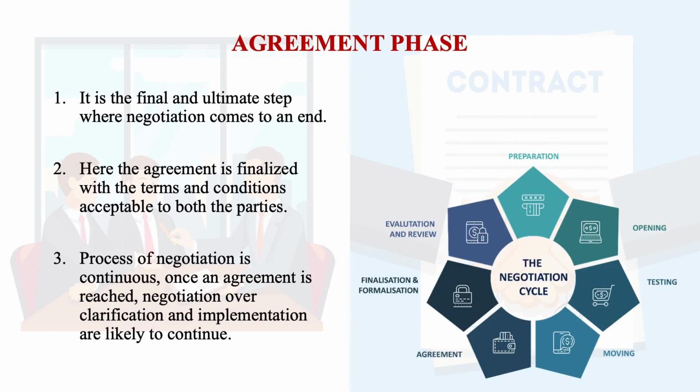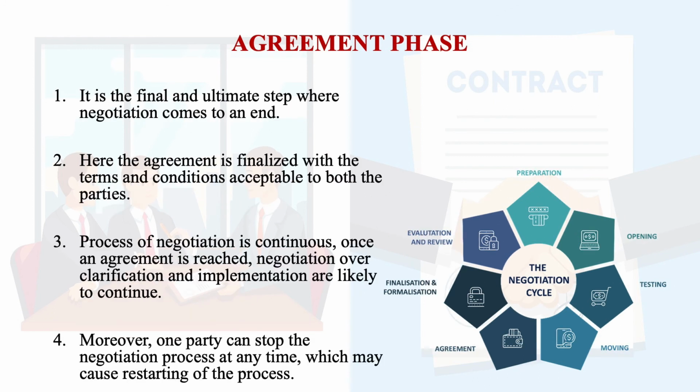The process of negotiation is continuous. Once an agreement is reached, negotiation over clarification and implementation are likely to continue. Moreover, one party can stop the negotiation process at any time, which may cause restarting of the process.